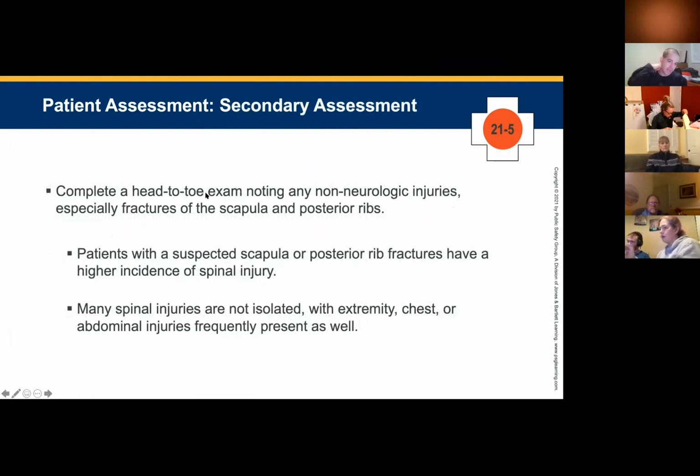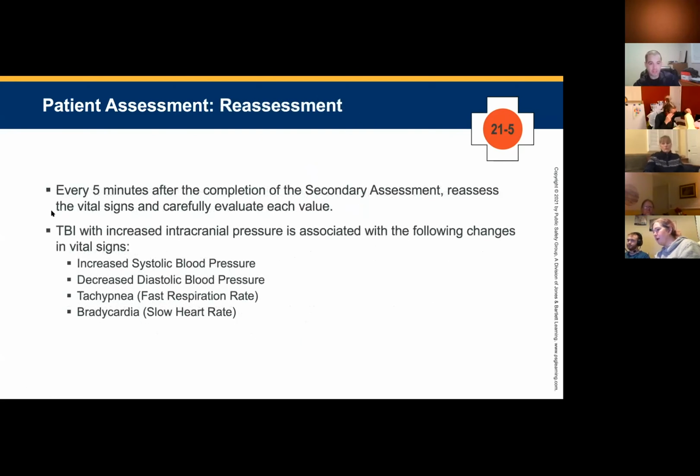All right, we want to do a complete head to toe, especially checking for fracture of the scapula and posterior ribs. Patients with suspected scapular or posterior rib fractures have a high incidence of spinal injury. Many spinal injuries are not isolated, so they may have additional extremity, chest, or abdominal injuries as well. We want to reassess every 5 minutes for changes.